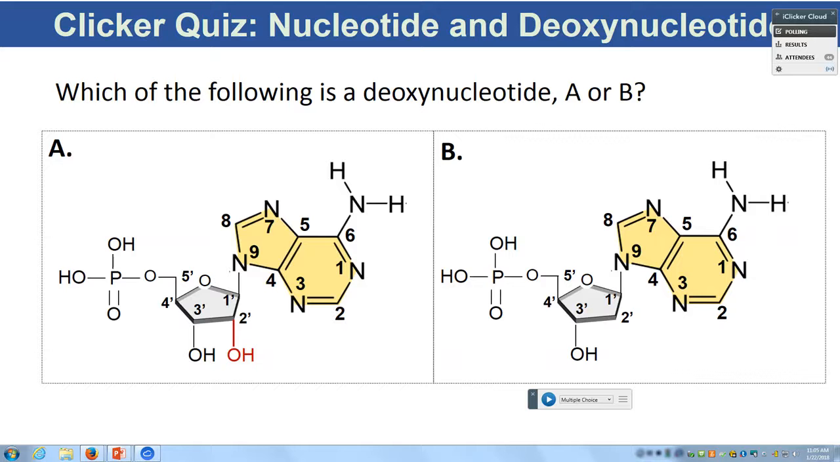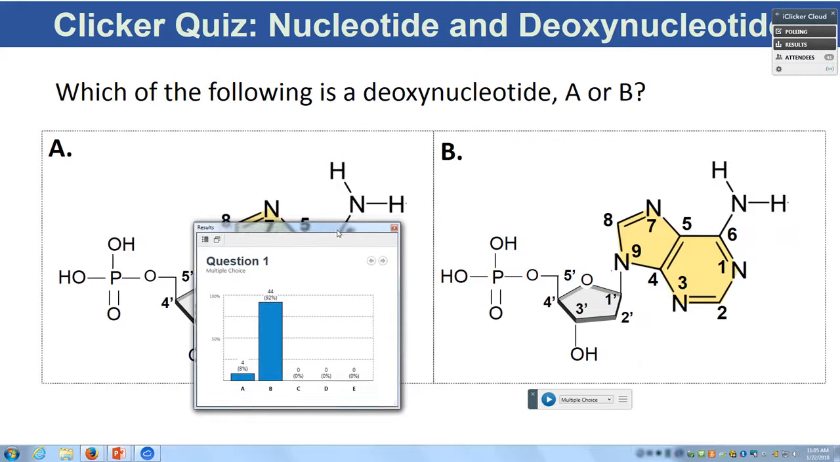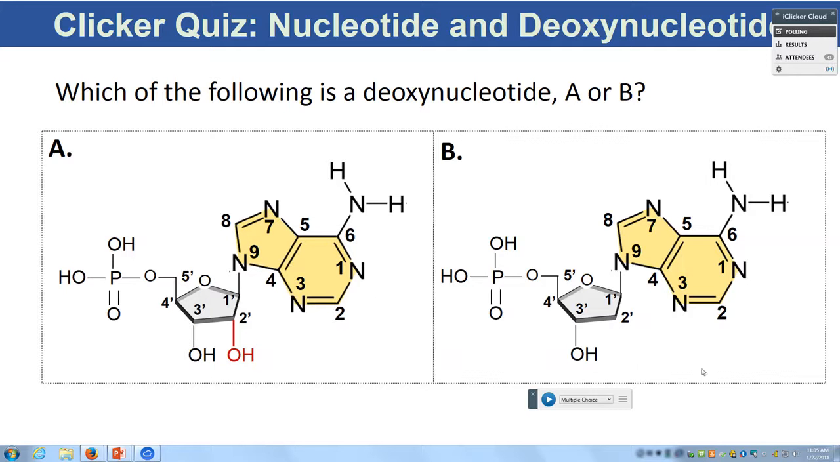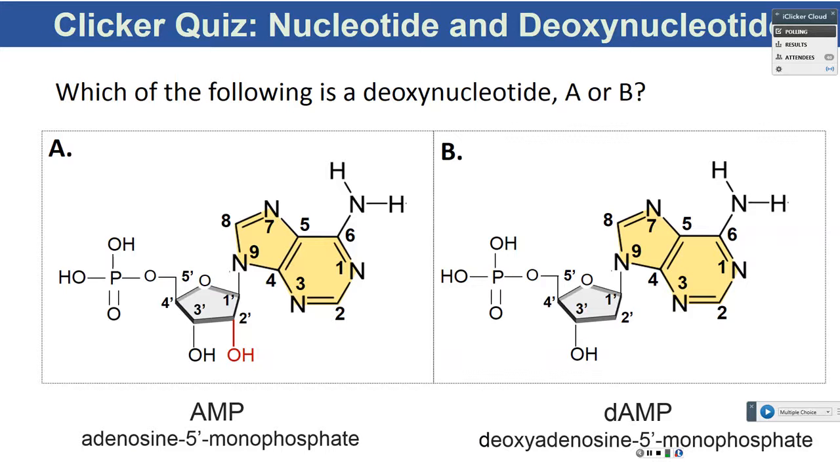Well, let's see. What's your choice? So deoxynucleotides is B. So most of you got it right, right? The difference is just this 2' hydroxy group. When you have this hydroxy group, that's nucleotide, and if you don't, that's deoxynucleotide, right? Here, actually, we're looking at adenosine 5' monophosphate, either deoxy or just nucleotide there. So one is AMP and another is dAMP.